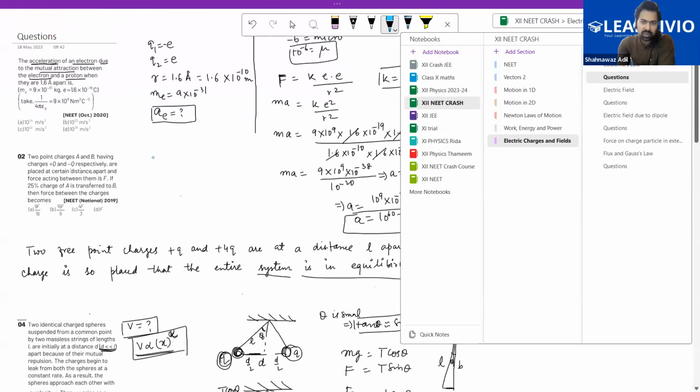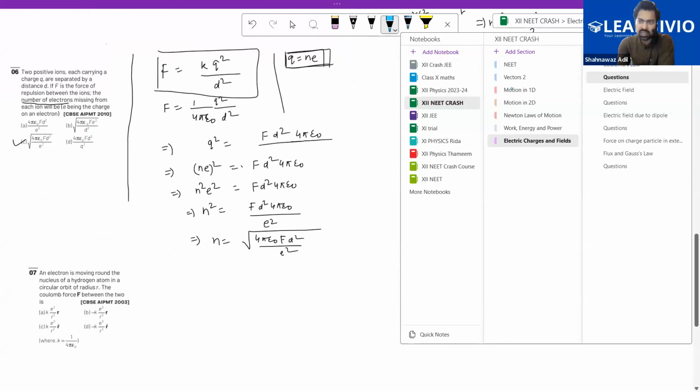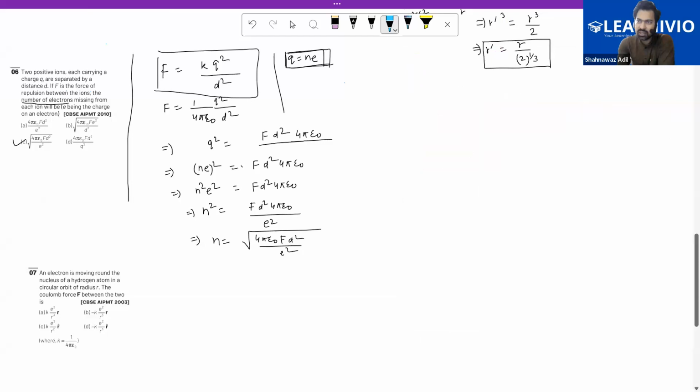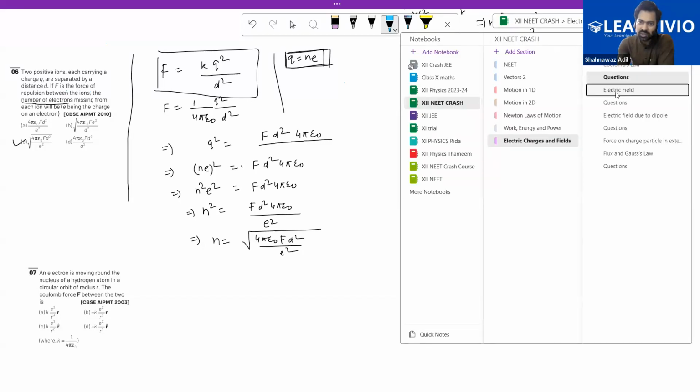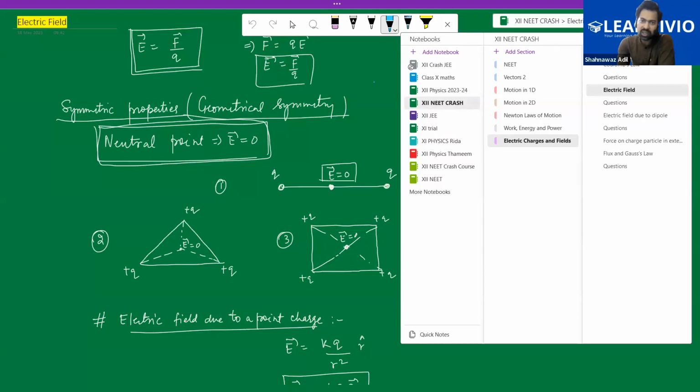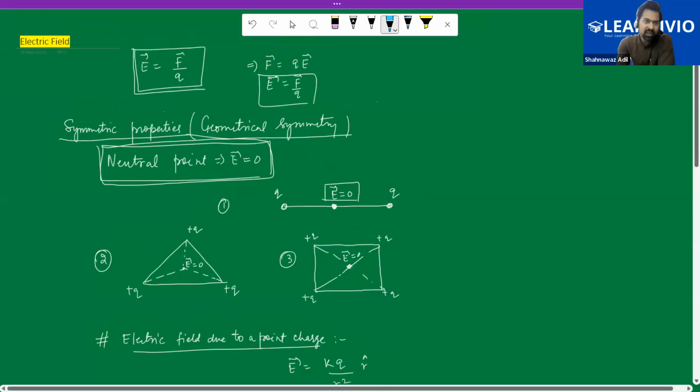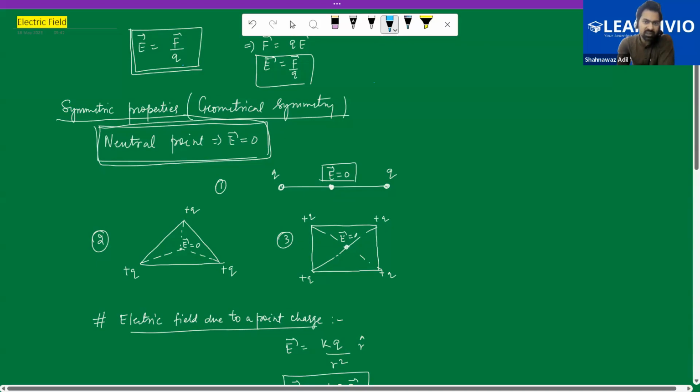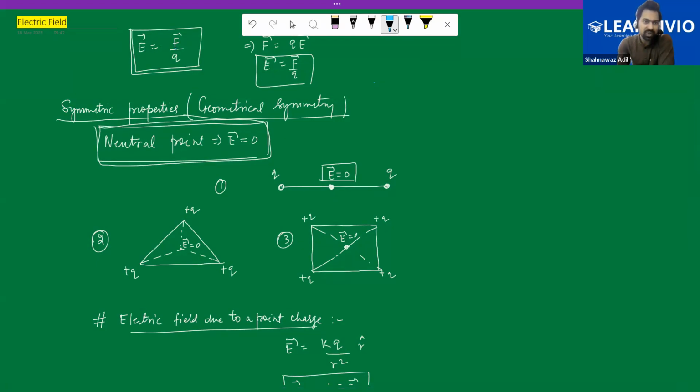So these are all about Coulomb's law. Now let us understand what is the other topic, which is electric field. In electric field, what have we done? Electric field is force per unit charge, and it has the same direction as the Coulomb force, right? And it has symmetric properties.